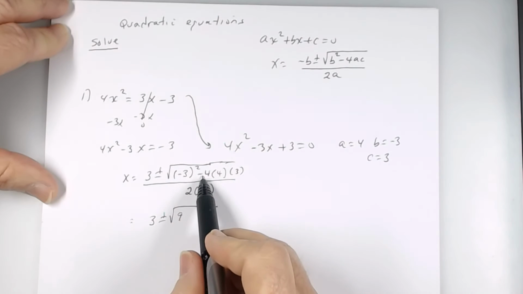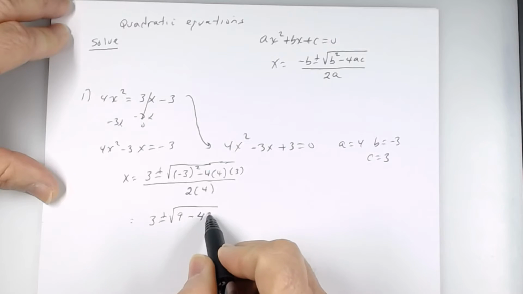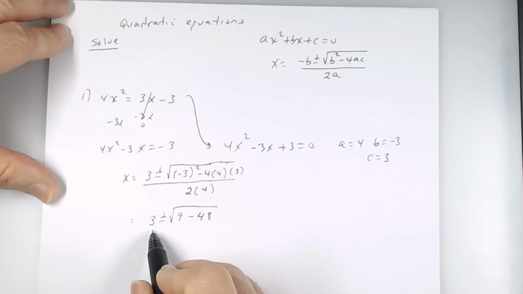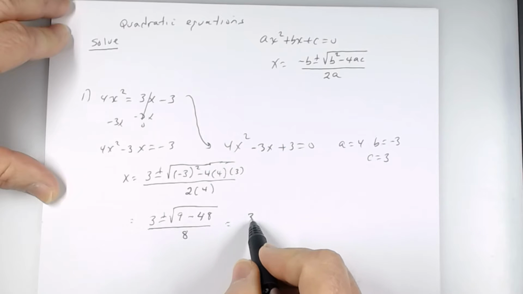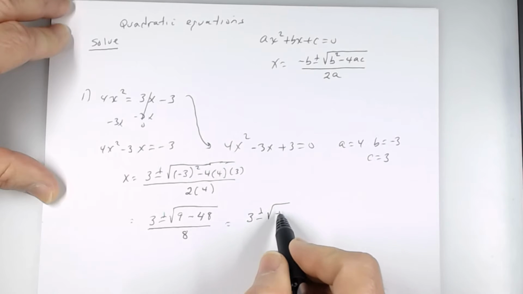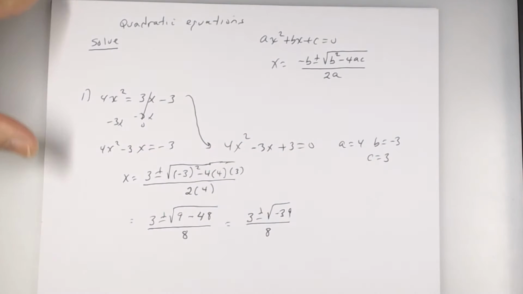Okay, now what's a negative 4 times 3? Use your calculator. I'm listening to what you're telling me. I'm not actually doing it. All divided by 8. All right, now 9 minus 48. Okay, negative 39, all divided by 8. All right, so that's where we're at.